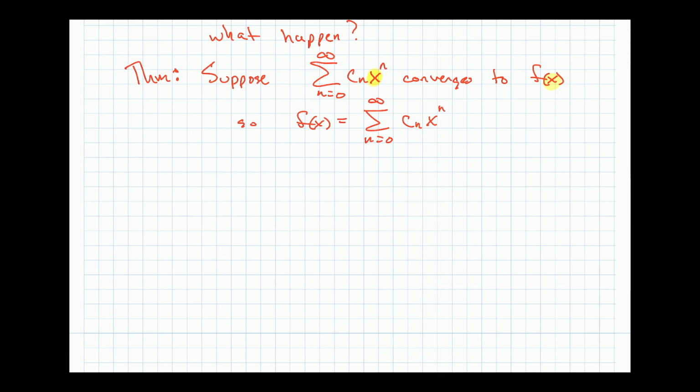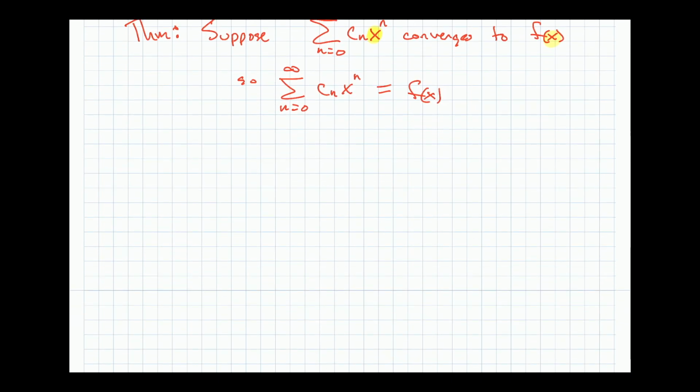Then what we want to do is take this x. You know what I'm going to do though? I'm going to put that f of x on the other side, and then I'm also going to slide it over where it was. Okay, so suppose you have that: a function, the sum of cn x to the n, equals f of x, on interval I.